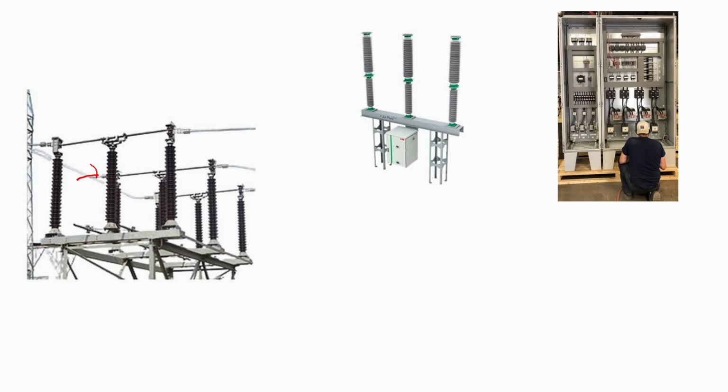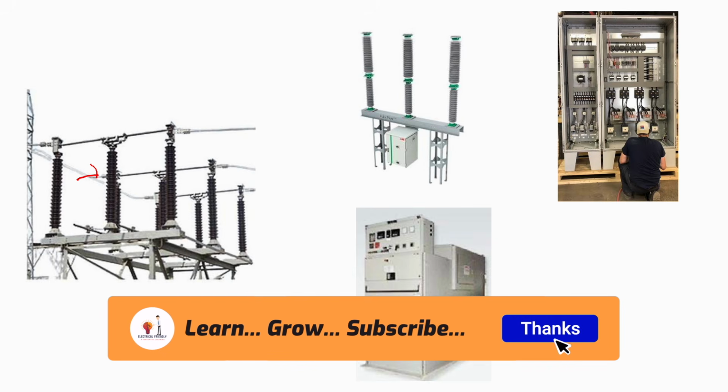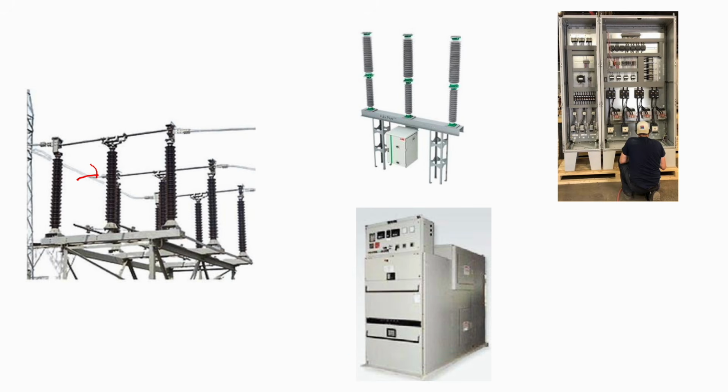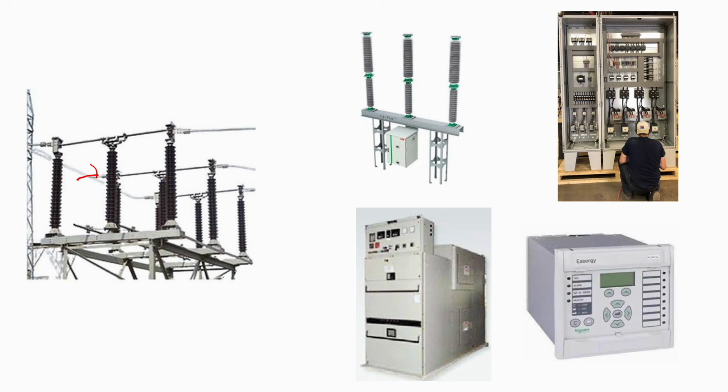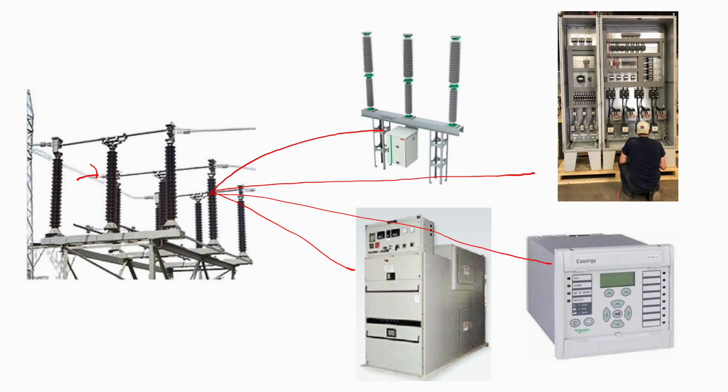Friends, the isolator plays a very important role in our substation. We know that. So we can utilize very good interlocks with the breaker, with the panel, with indoor panels like 33 kV or 11 kV, and with the relay as well. How can we utilize this? Let's try to understand in the next slide.